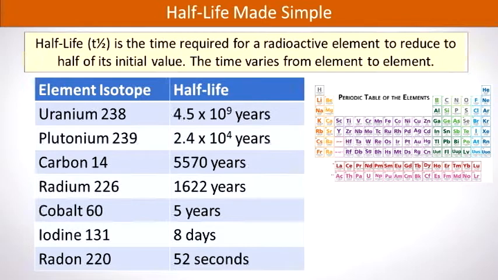For example, we show you some elements from the periodic table on this slide, starting with uranium and plutonium, carbon, radium, cobalt, iodine, and radon. They are all examples of elements having isotopes that undergo radioactive decay. Each has its own unique time period for undergoing that radioactive decay. Some are very long, and some are relatively short.